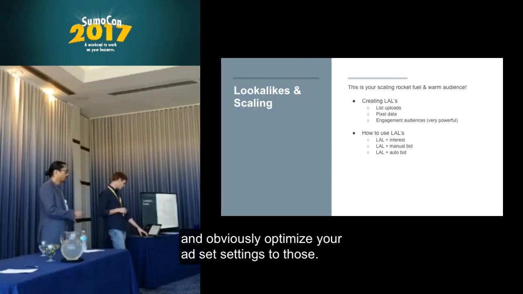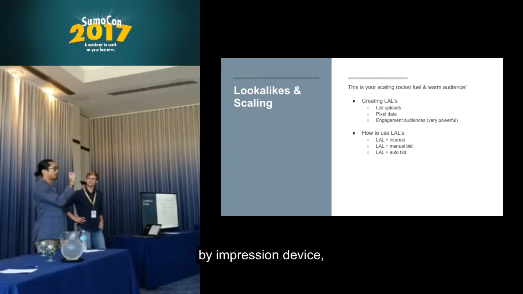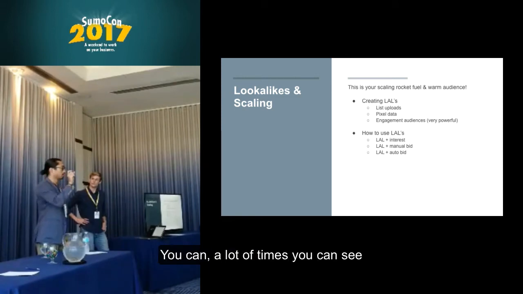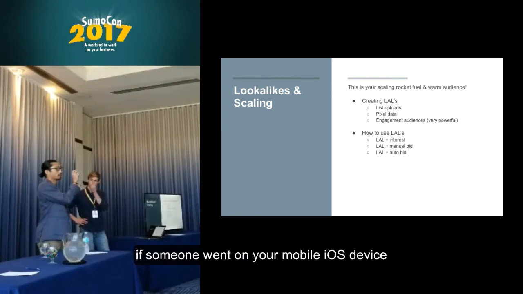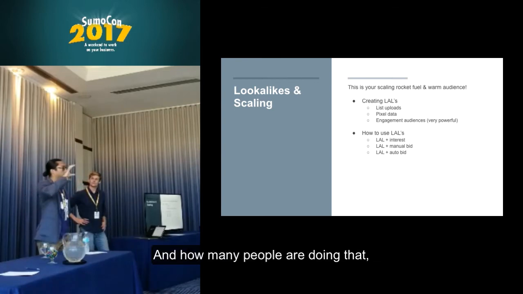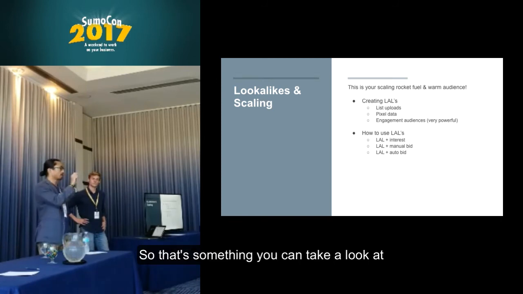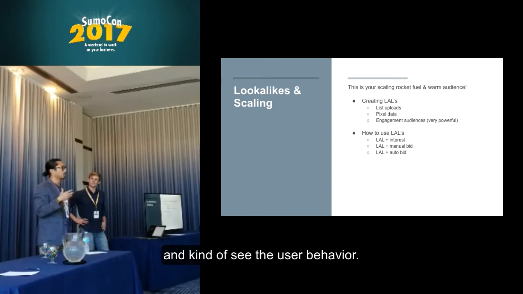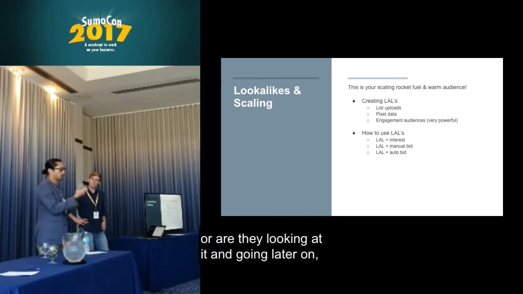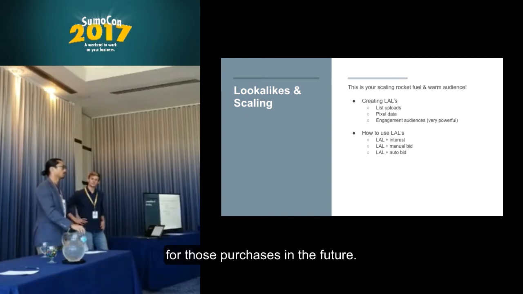This is user behavior. You can break it down by impression device, and you can break it down by where they purchase your product. A lot of times you can see someone used your mobile iOS device to see your impression and went to your desktop to purchase. And how many people are doing that? Because Google can't track that cross-device. So that's something that you can take a look at to see the user behavior. Are people staying on the same device when they purchase, or are they looking at it and going later on? And that's going to affect your measurement and attribution of those purchases in the future.